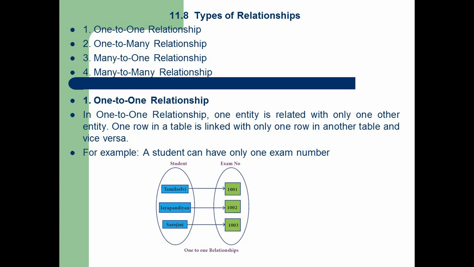Number one, one to one relationship. One entity is related with only one other entity. One row in a table is linked with only one row in another table, and vice versa. For example, a student can have only one exam number. So this is called one-to-one relationship.